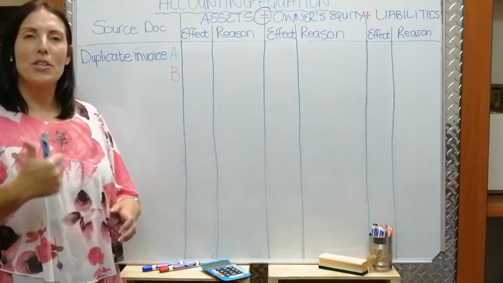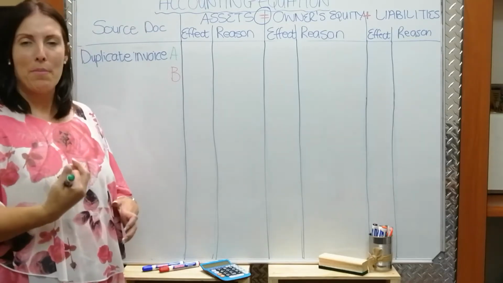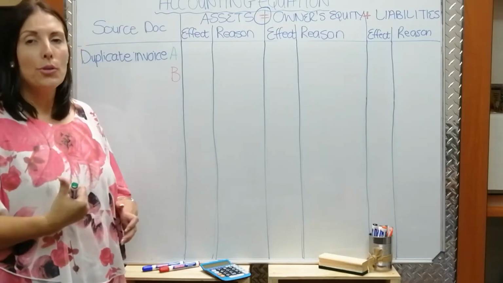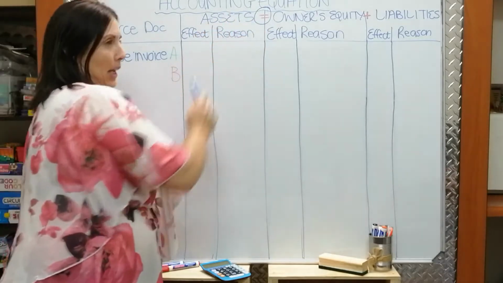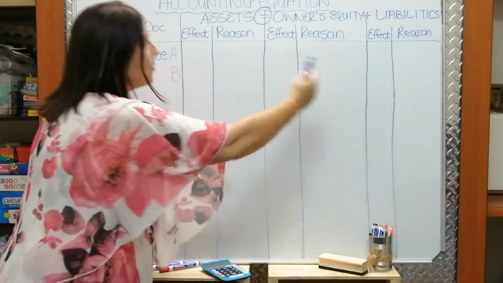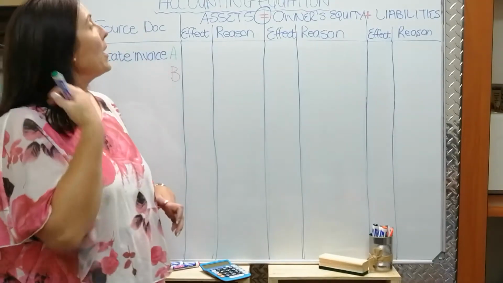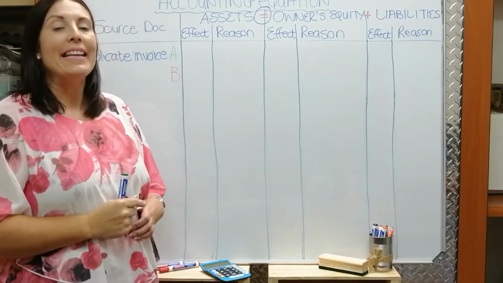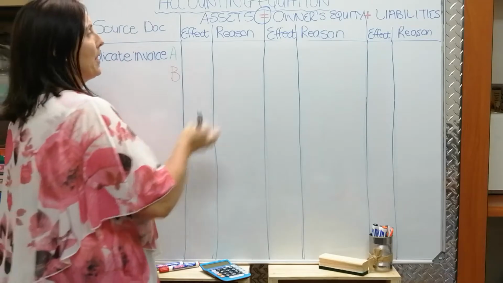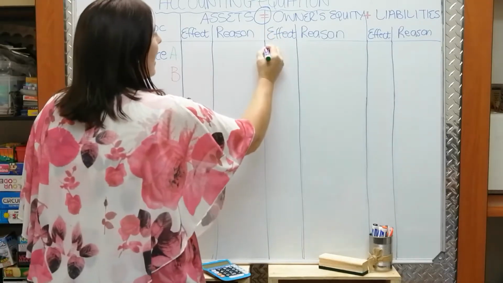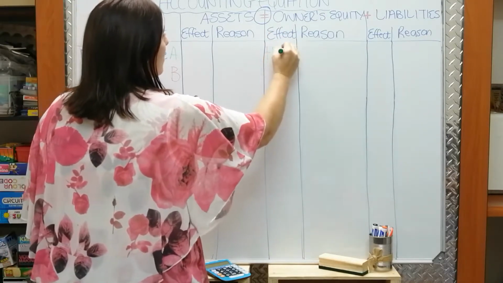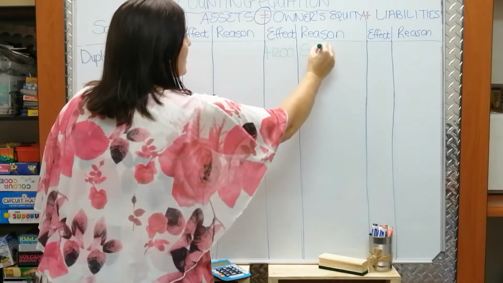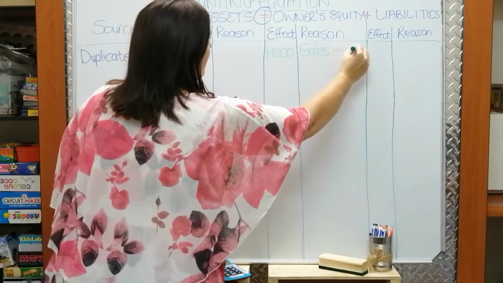All right, so then you ask yourself, sales is what type of account? It's an income. What do all income accounts do? They affect the owner's equity. Right, so I move to my owner's equity element of the accounting equation. What does an income always do to the owner's equity? It increases the owner's equity. So I will go to owner's equity. Under the effect, I will write 1,200. And what is my reason? It is sales is an income.